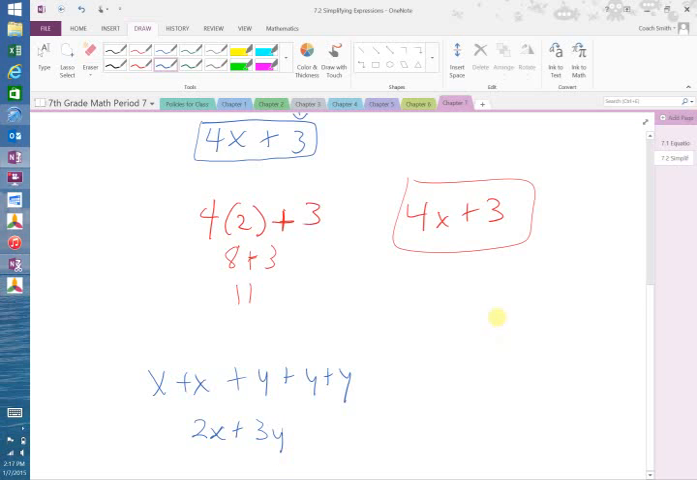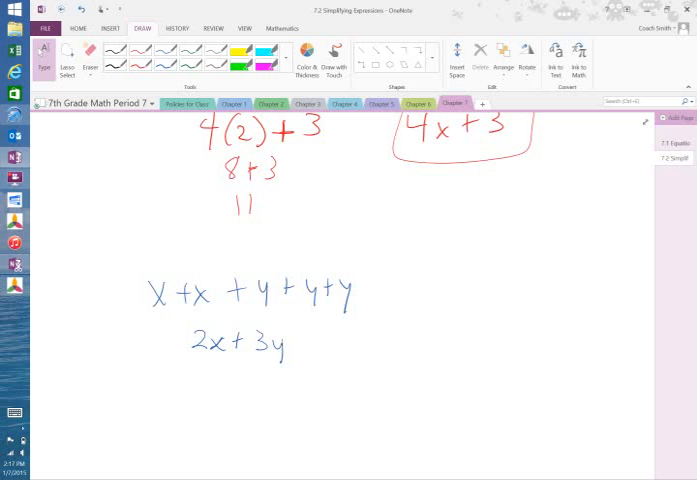So can I say that I have 5 x's? Is there 5 x's in that original problem? No. Can I say I have 5 y's? No. All I can say is I have 2 x's plus 3 y's. And that's your answer. That is simplified in lowest terms. Can't go any lower. Now, if we happen to know the value of x or the value of y, then yes, we could go further. But we don't. That's all we know.